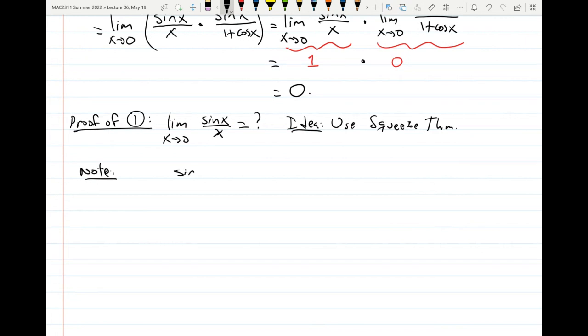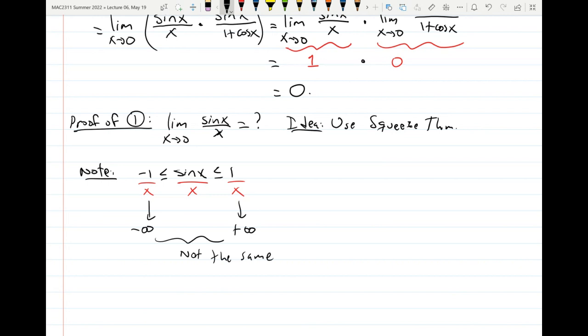But if we try to use the usual approach with this, which is to know that sine is between -1 and 1, then divided by x, let's say x is positive. Let's say we're doing it from the right first, okay? This is not going to help us, because when x approaches 0, this one here will go to -infinity, and this one here is going to go to positive infinity, right? So not the same.